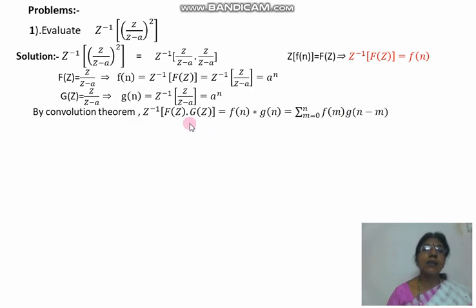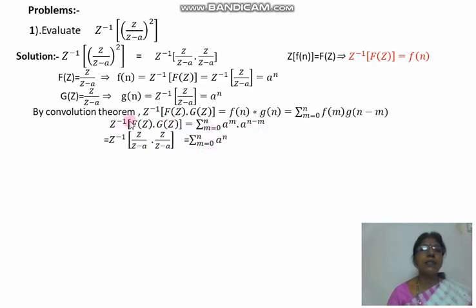So the inverse of f of z g of z is the summation of m equal to 0 to n of f of m, g of n minus m. What is f of m? a power m. For g of n, in place of n put n minus m. Now in place of g of n, which is a power n, g of n minus m is a power n minus m. Similarly f of n is a power n, f of m is a power m. So by the convolution theorem, Z inverse of f of z g of z is the summation of this.